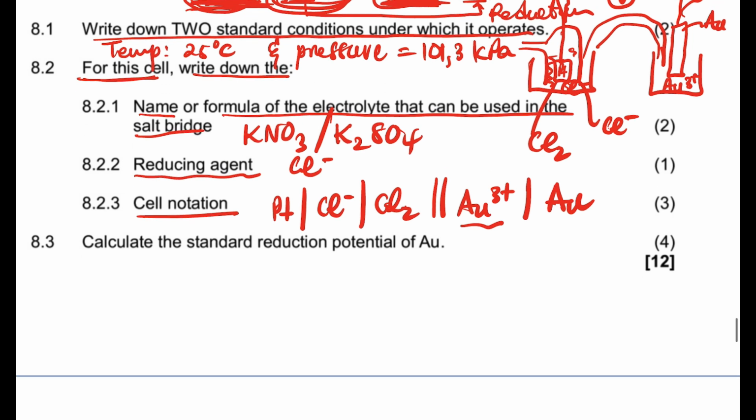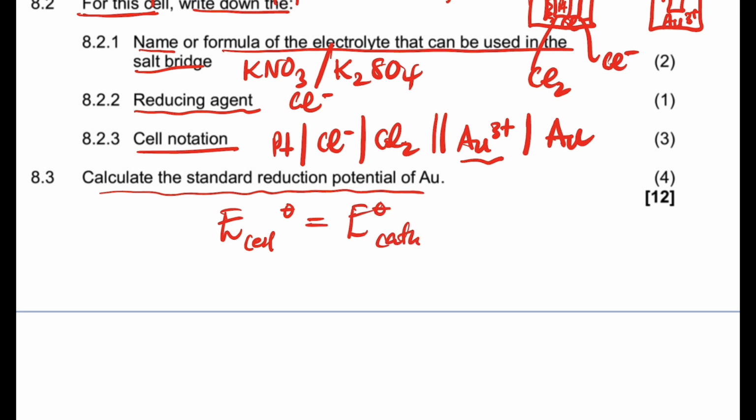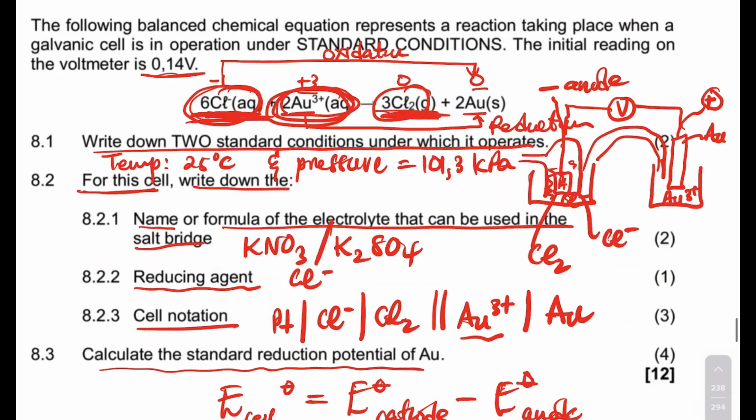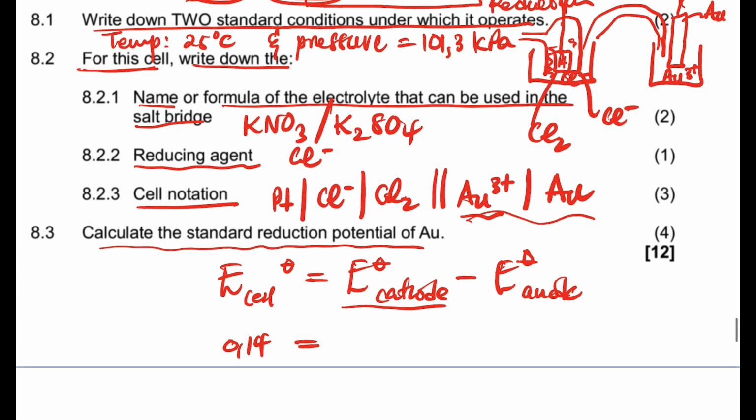The cell notation. It says calculate the standard reduction potential table for gold. So we use the formula E cell is equal to E cathode minus E anode, right? So the E cell, we were told the initial, it's 0.14, right? It's 0.14. And then the cathode, what is our cathode? It's the gold, right? The cathode is the gold.